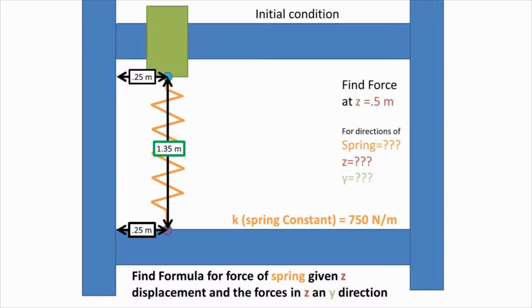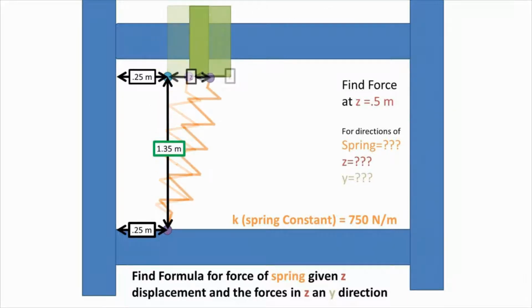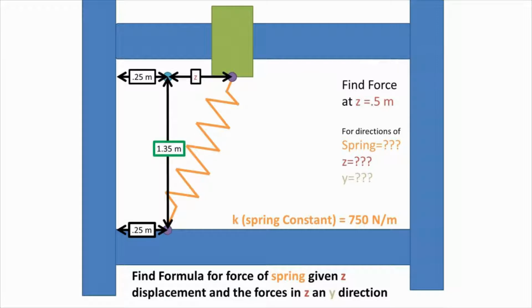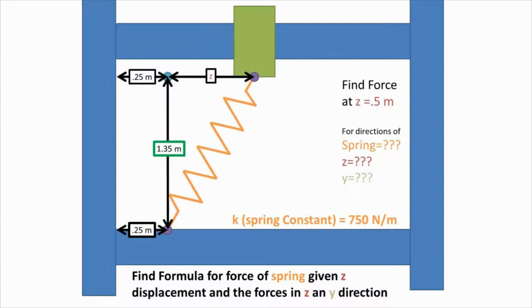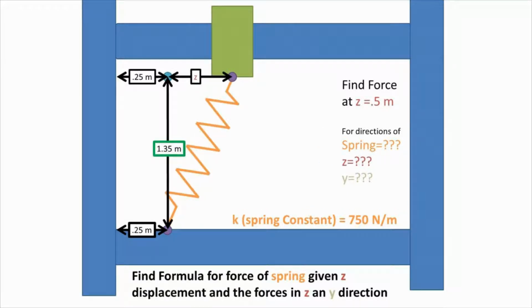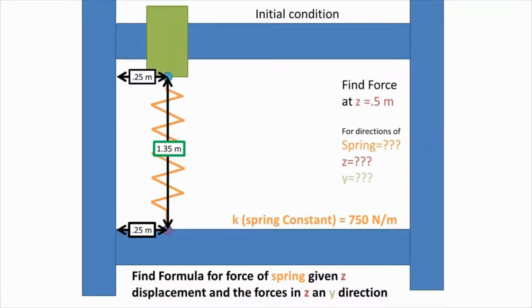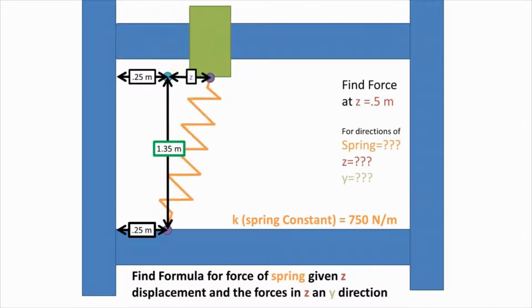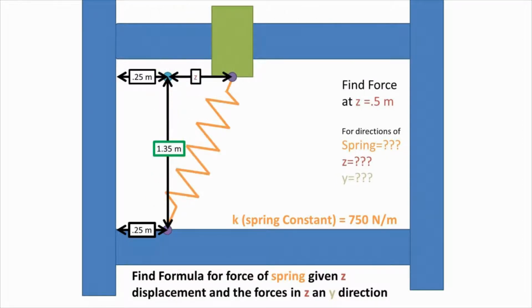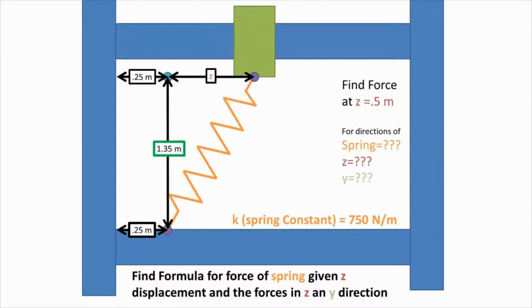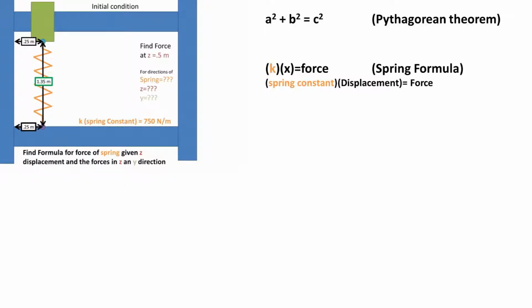In this problem, we have a fixture that has a spring attached to one end that does not move, and the other end is attached to a mechanism that slides back and forth. We want to find the formula for the force of the spring at a given z displacement from the origin, and the forces in the x and y direction. We'll also be solving with the value for the z dimension of 0.5 meters. So we will be using the Pythagorean theorem and Hooke's law, or the spring formula, to complete our calculations.